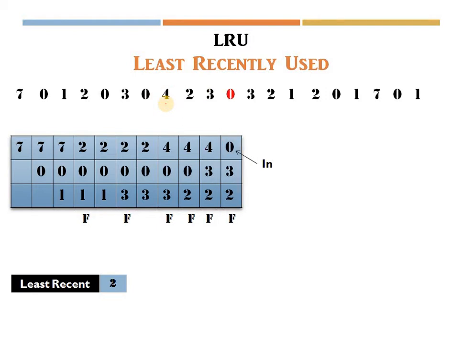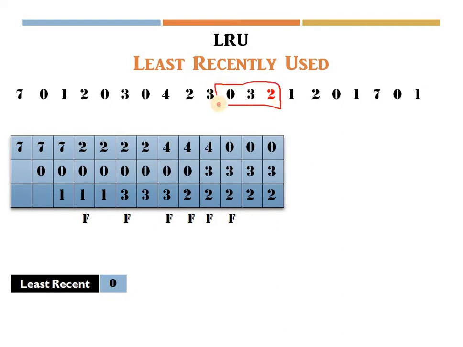Then comes 3. Not a problem for me because 3 is already there. So this is called a hit. 2 again, a hit. Then it is 1. Now which one will I replace? Amongst 2, 3 and 0, I will be replacing 0 because it had come before 2 and 3. So I'll replace 0 with 1.